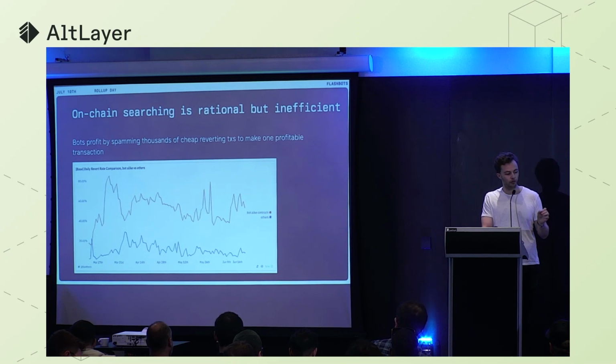And this graph shows this in practice, where if you look at bot contracts on Base, they have a way higher revert rate than other types of transactions. As we can actually infer that this behavior is going on in practice in the real world.